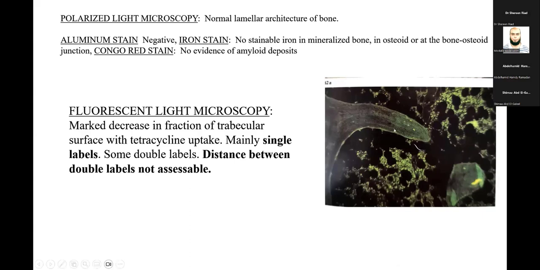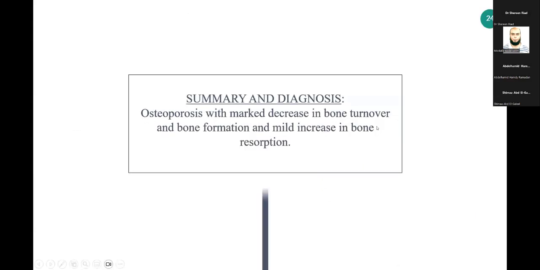And in the fluorescent light, you can see here that usually in a normal patient, you can see a double tetracycline labeling. But here, all you can see is a single label. So there was a marked decrease in trabecular surface with tetracycline labeling. The uptake is low. You can see a single label here, only a few double labels, not in this picture. And the distance between double labels was not assessable. That means the patient clearly has low bone turnover.